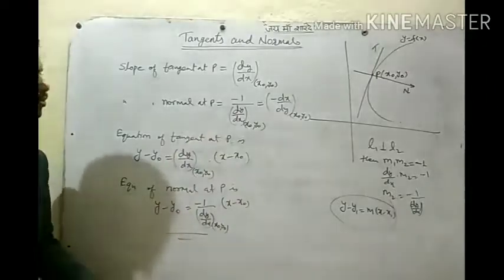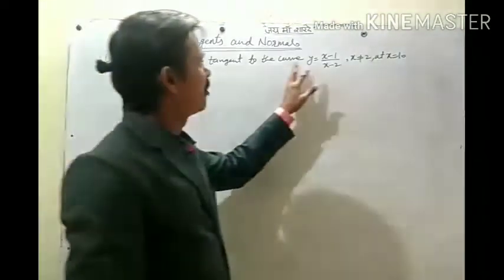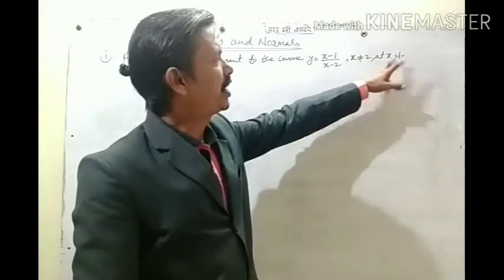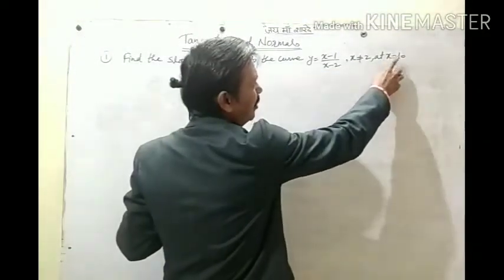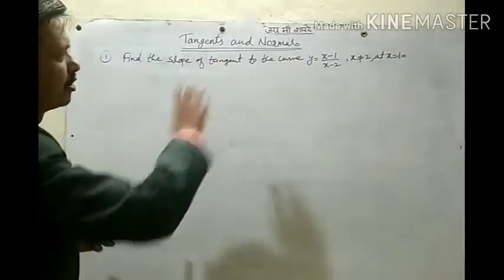First you can note on this. Question is, find the slope of tangent to the curve y equal to x minus 1 upon x minus 2, where x is not equal to 2, at point x equal to 10. Where x is 10, at that point we'll find slope of this tangent of the curve.